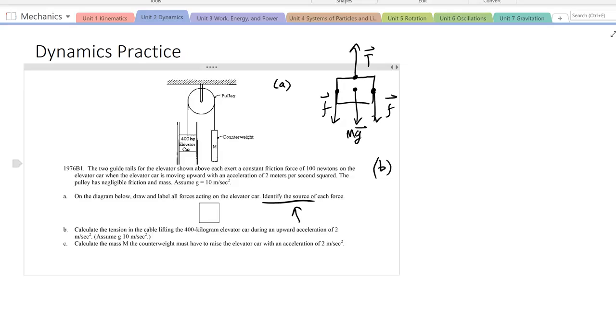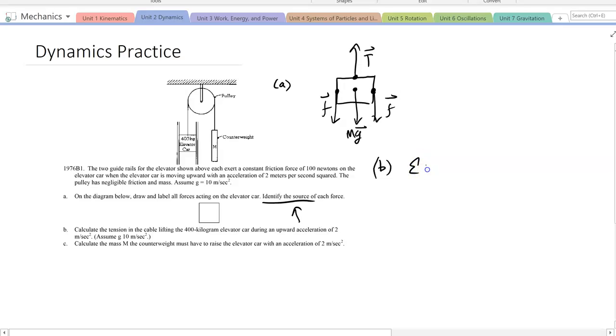So now we start B, right? Calculate the tension in the cable for lifting the 400 kilogram elevator during an upwards acceleration of 2 meters per second squared. This one you just have to write the Newton's second law equation in the vertical component, right? The sum of the forces is equal to ma. So what is the sum of the forces, right?